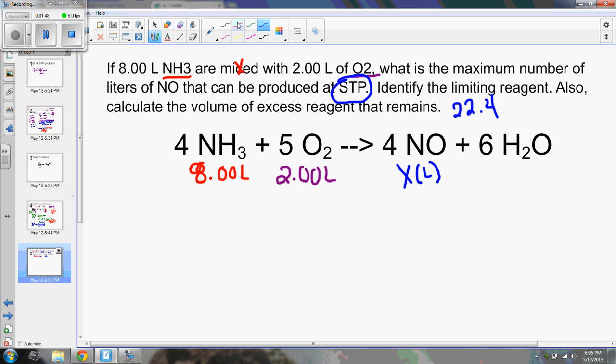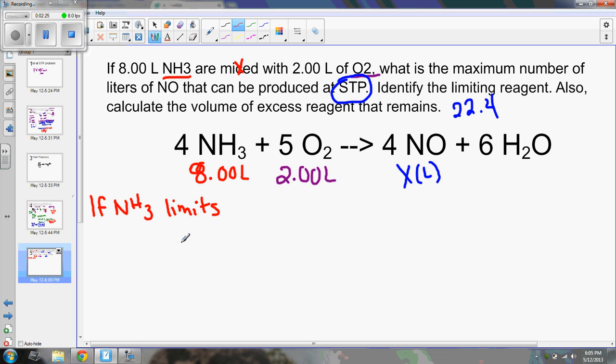So what I'm going to do is, I have 2 reactants. I need to say, if I have this many liters, how many can I make of this? If I have this many liters of oxygen, how many liters can I make of NO? And based on that, whoever makes the least amount is going to be our limiting reagent. So I'm going to start with if NH3 limits. And I'm going to just look at NH3 and NO and solve for X in liters.